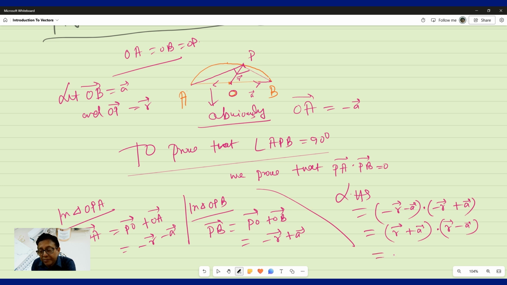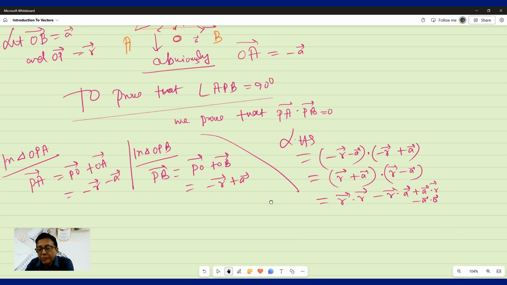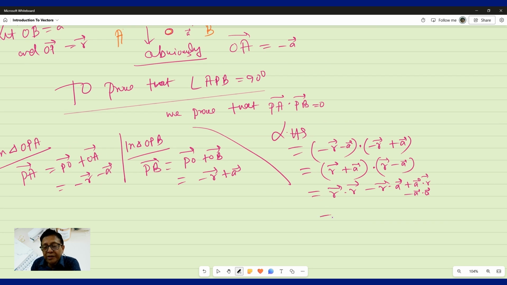So this is what? R dot R, minus R dot A, plus A dot R, minus A dot A. Alright? R dot R you know very well. And R dot A and A dot R are the same thing. So this will be equal to 0. Why? Since mod R equal to mod A.